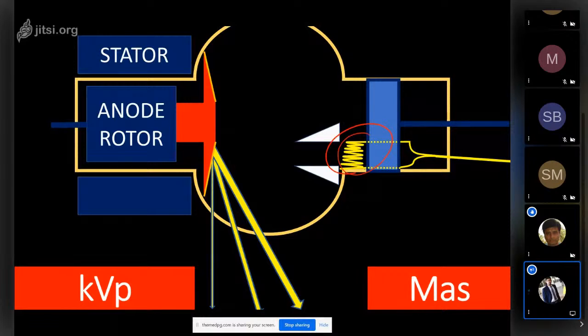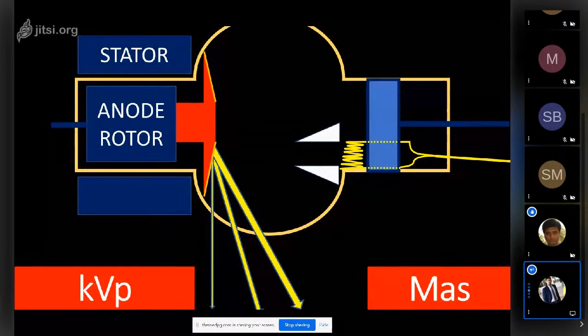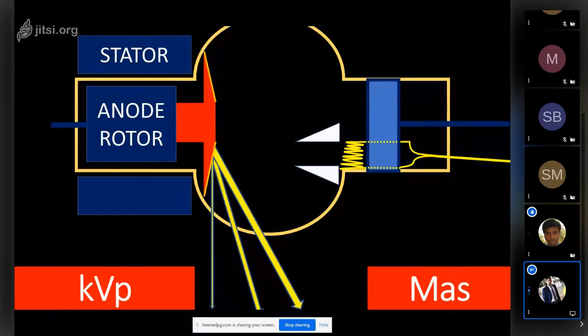What will happen if I pass more and more current? There will be more and more electrons produced. These electrons will move towards the anode, and this is responsible for hitting the anode and production of X-ray. This is what we have to keep in mind.